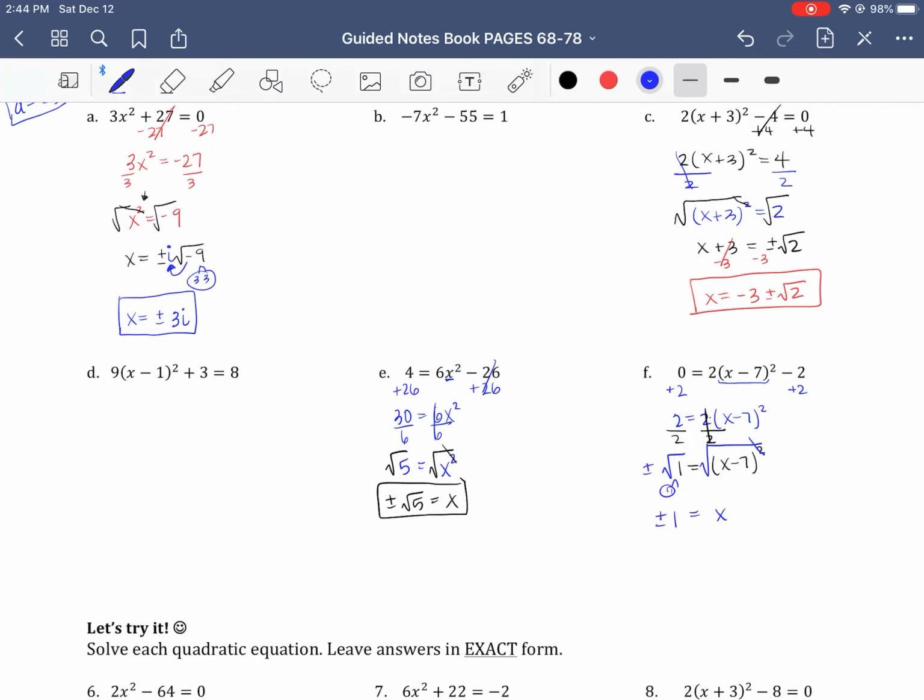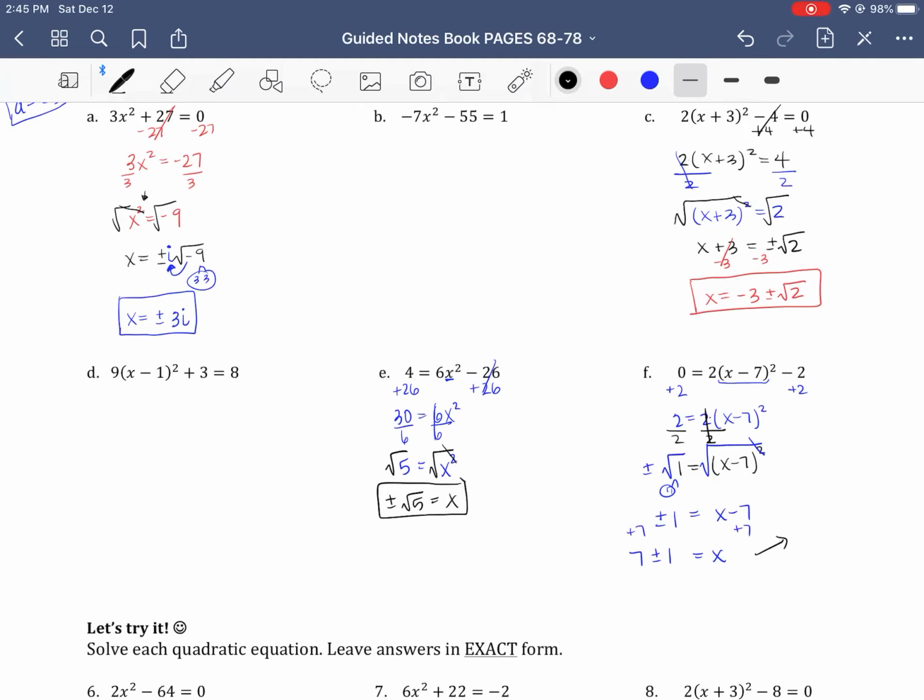So this is plus or minus 1 on the left, and then you have x minus 7 on the right. And then we're going to go ahead and add 7 to both sides. Now the tricky thing about using this plus or minus sign is it's tempting to just write our solution as 7 plus or minus 1. But because there's no radicals there, we can simplify this all the way down.